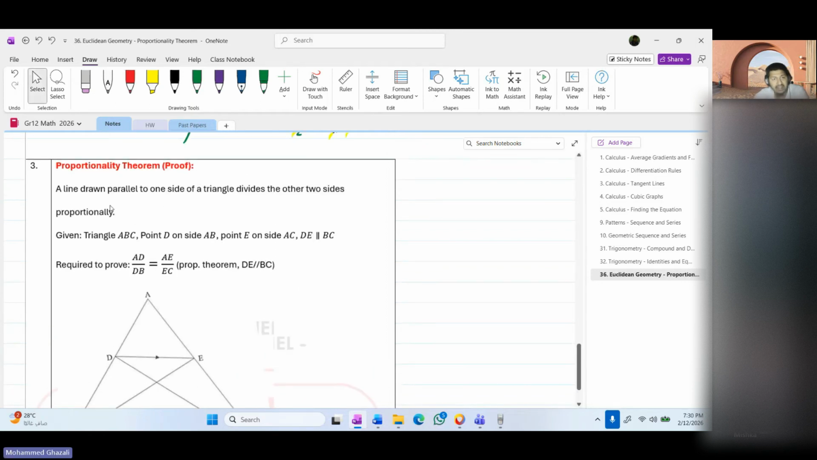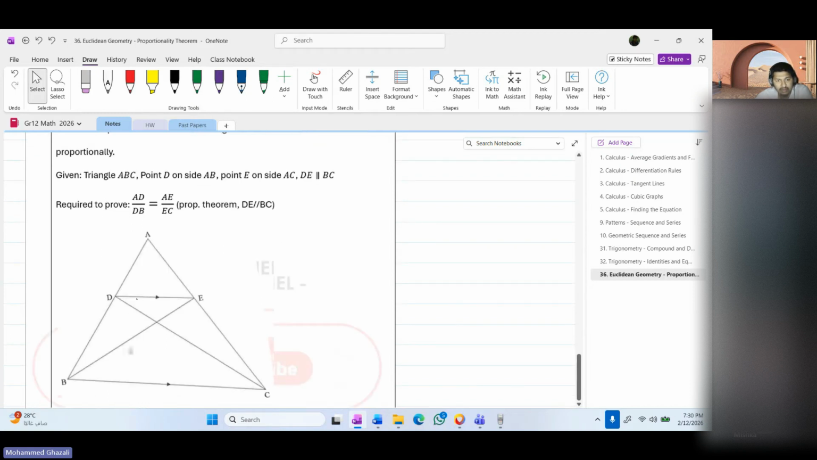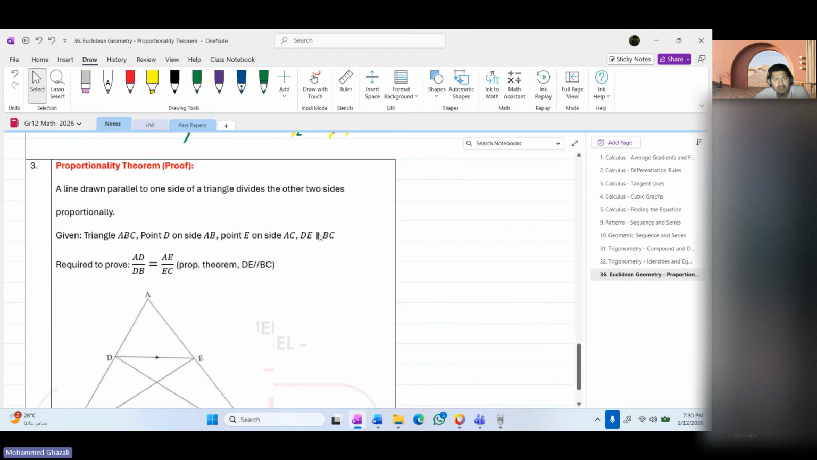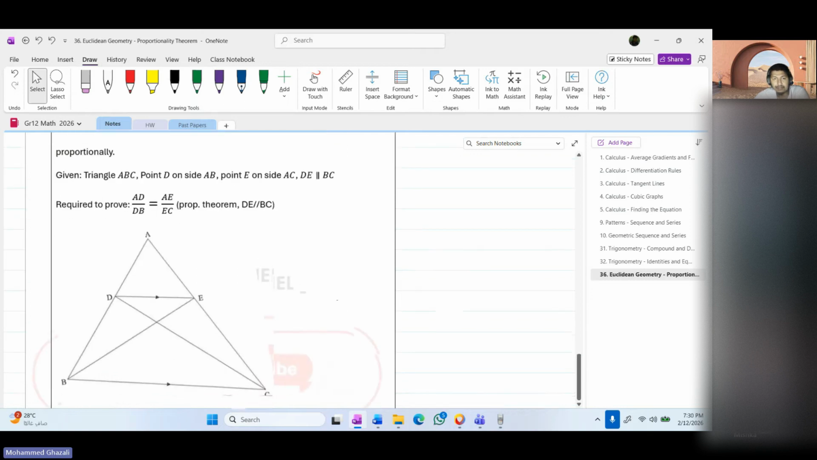Now, what we are given is a line drawn parallel to one side of a triangle. So we're drawing this line parallel, which is DE, right? It divides the other two sides proportionally. So this is the prop theorem, and that's the reason you write in the prop theorem.